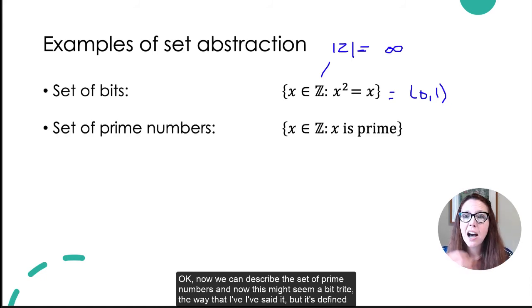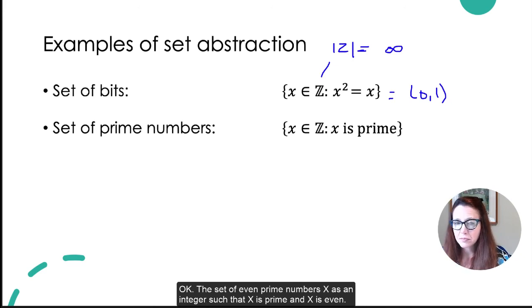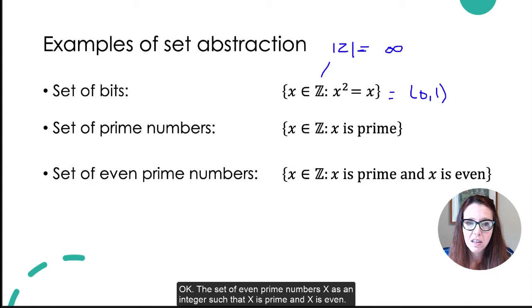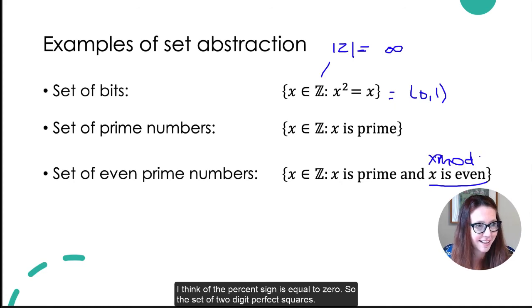Okay, now we can describe the set of prime numbers. This might seem a bit trite, the way that I've said it, but it's defined. We know what prime is. So x is an integer such that x is prime. The set of even prime numbers: x is an integer such that x is prime and x is even. And of course, we can formalize this: x mod 2 is equal to 0. I think of the percent sign.